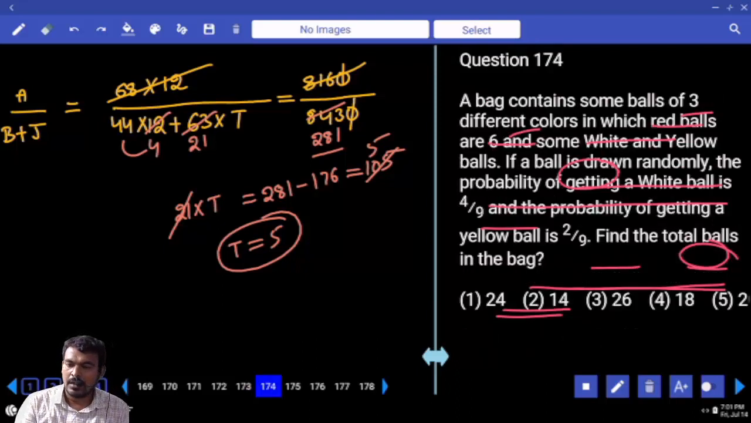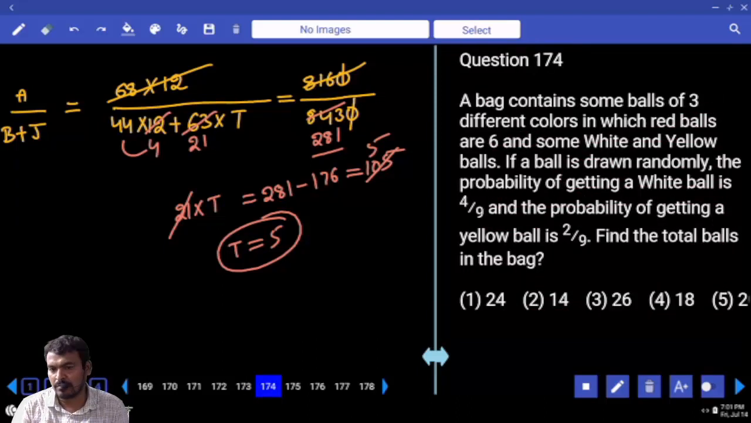Next, question number 174. A bag contains some balls of 3 different colors, in which red balls are 6 and some white and yellow balls. If a ball is drawn randomly, the probability of getting a white ball is 4 by 9. The probability of getting a yellow ball is 2 by 9. Find the total balls in the bag.